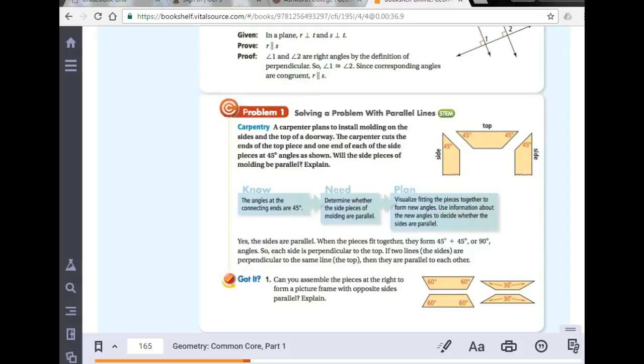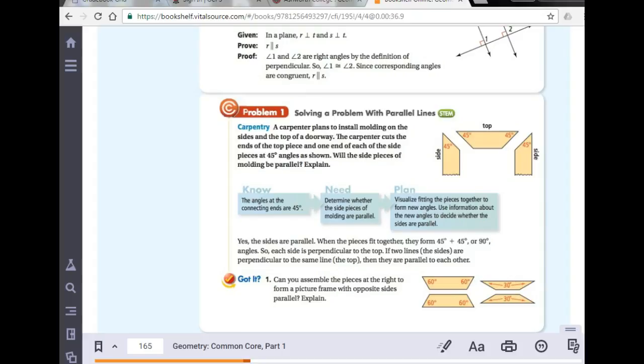Now, in the Gothic section, it's asking the same thing. Can you assemble the pieces at the right to form a picture frame with opposite sides being parallel? So again, if you were to take this one and move it over here and join it right here and right here, since that's a 30-degree angle right there and this is a 60-degree angle, 60 and 30 will add up to be 90. And the same if I move this one here and here, those 30-degree angles would match up with those 60-degree angles, and they too would become 90 degrees.